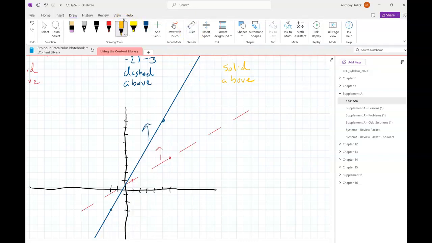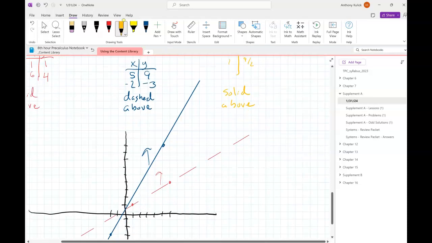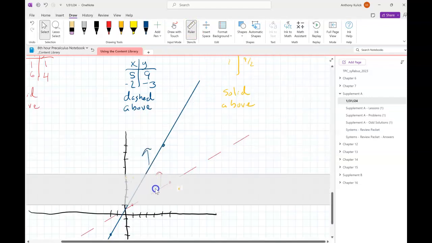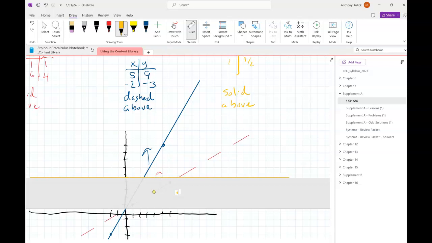So do that. And then my last line is y is 0, 9/2. 9/2 is like 4.5, right? 1, 2, 3, 4. And solid line, or shading above. Everybody okay with what I've drawn so far?